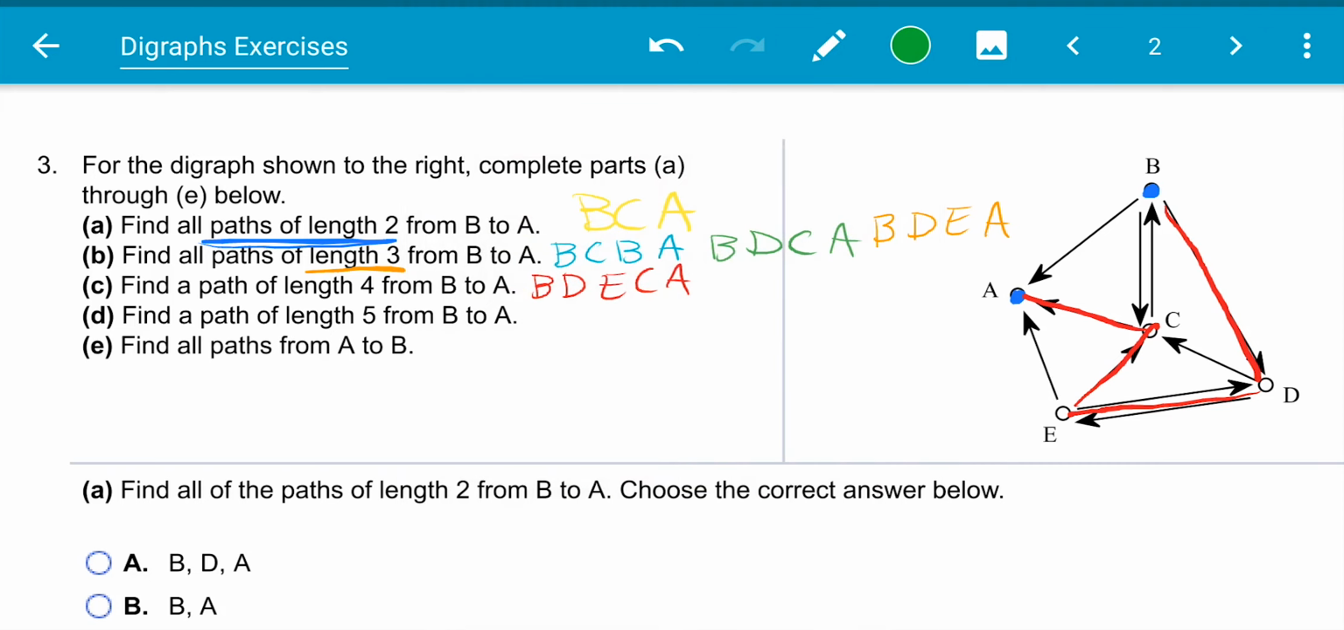Now let's try a length of 5. So now we need to go somewhere all around this graph and get back to A with 5 edges. So let's just try B to C, then C to B, 1, 2, 3, 4, 5. So we could do B, C, B, D, E, A. And we're not going to find all paths from A to B because that's going to be a lot. So we're going to skip that.